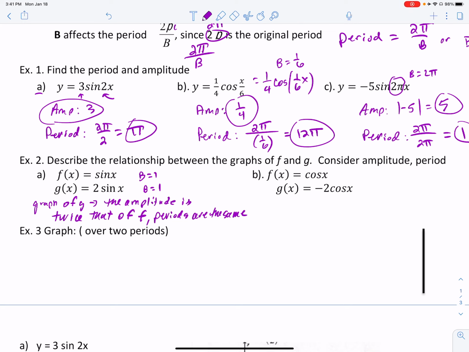Okay, in part B, we have cosine of x and a -2 cosine of x. Well, again, B in both of these is 1, so there's no change in period. The period on both of these is 2 pi.